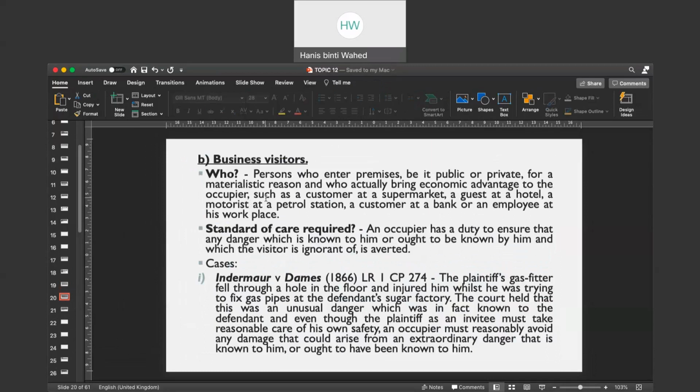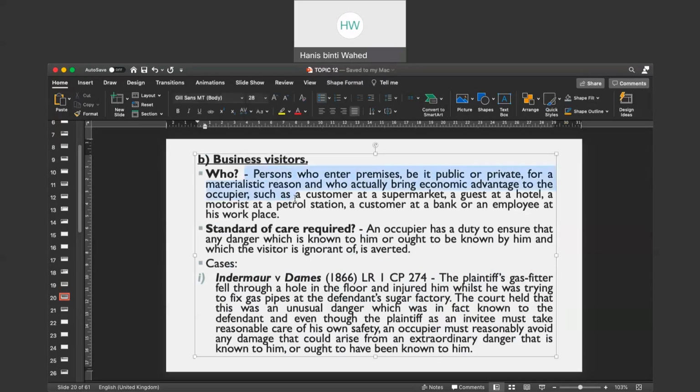And then we have business visitors. Okay, business visitors. This is one of the categories of invitees. So business visitors ni adalah basically person who enter for economic purpose. So person who enter premises, be it public or private, for a materialistic reason, and who actually bring economic advantage to the occupier, such as a customer at a supermarket, a guest at a hotel, a motorist at a petrol station, a customer at a bank, or an employee at his workplace. Okay.